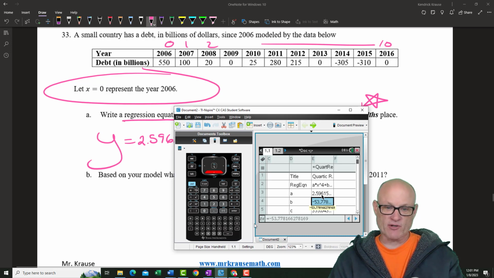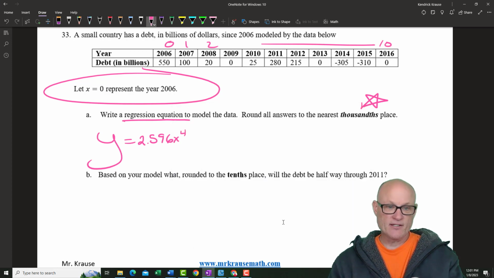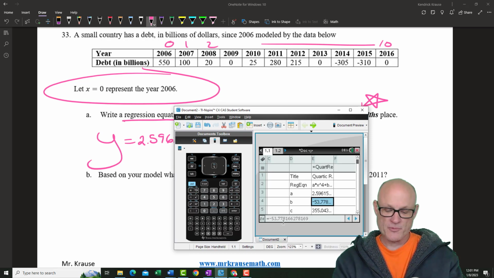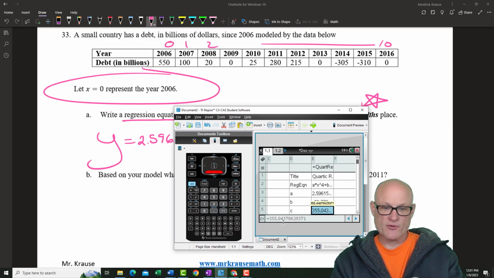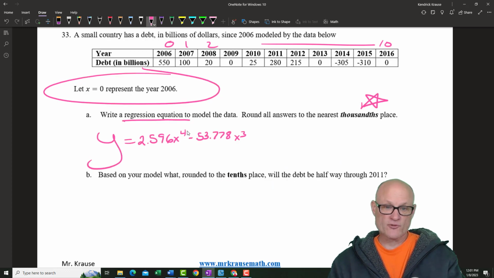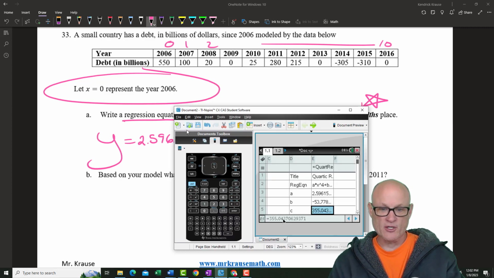Minus, now if you can't see it all right down, you look down here, minus 53.778 x cubed. Look at the next one. 355.044. So plus 355.044. Now the reason it's 44, sorry about those 4s, is you'll notice that that 7 right there is going to round that 3 up, right? That 7 right there rounds that 3 up.